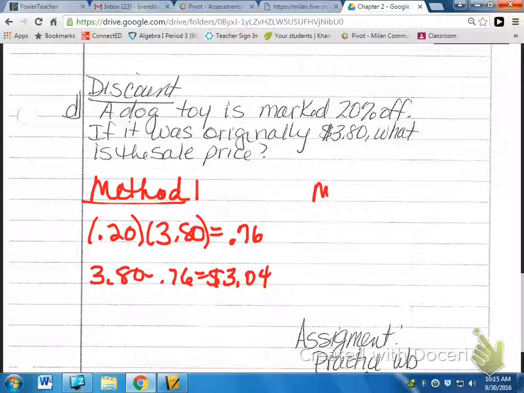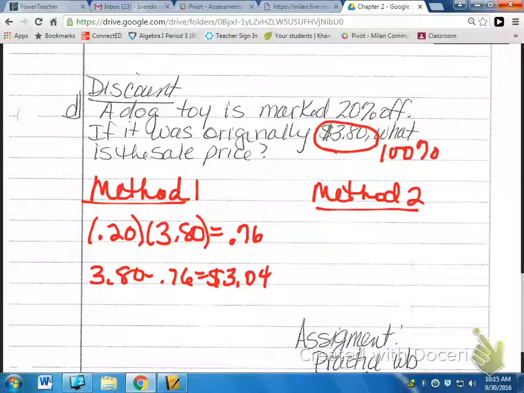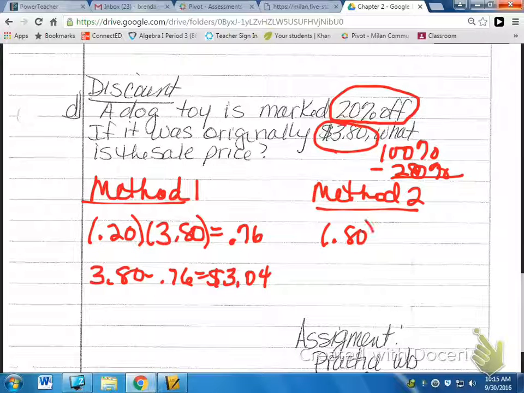But method 2. Okay, the $3.80 is 100%. We are taking 20% off of that. So minus 20% off of that, what percentage will we be paying? 80. So go ahead just directly and do 80% of the 3.80. And by doing that, right off the bat, you get 3.04.